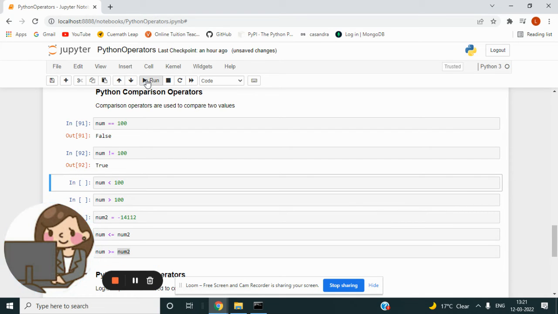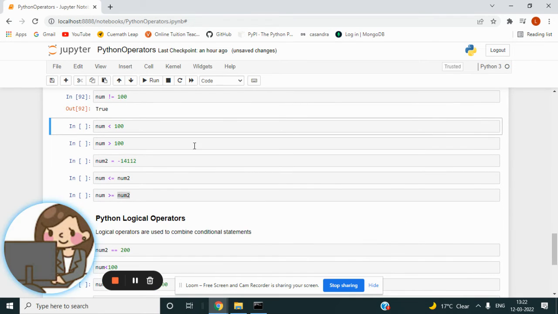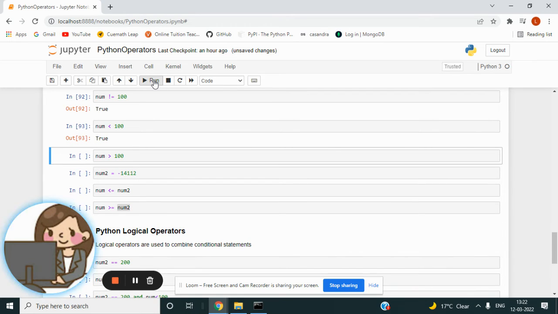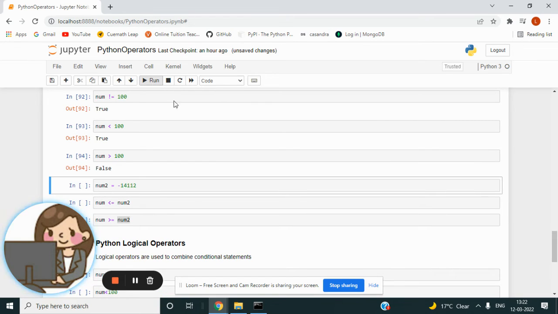So these comparison operators always return some Boolean value, either true or false. They compare two values and return either true or false. That is what comparison operators do. So num less than 100, yes, it is true because it is a negative number. Num greater than 100 is false because it is again a negative number.